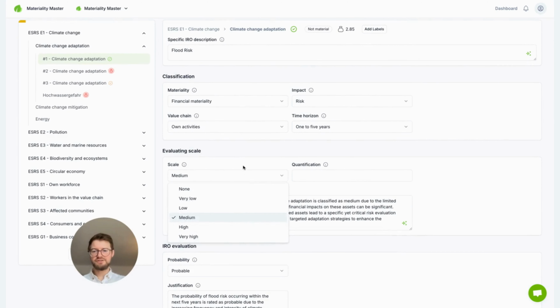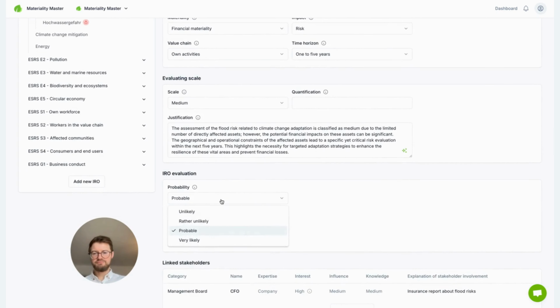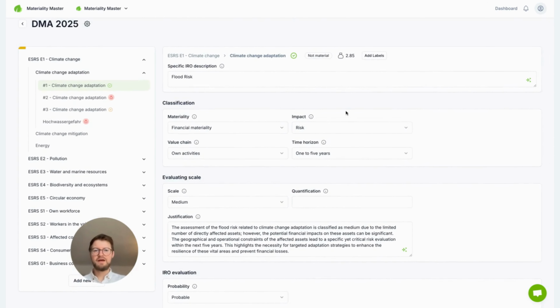So in the scale, you see none is rated 0, very low is a 1, low is a 2, medium is a 3, high is a 4, and very high is a 5. And same with the probability, you have here unlikely, rather likely, probable, very likely, and we have a likelihood score linked to it to come to a calculation.